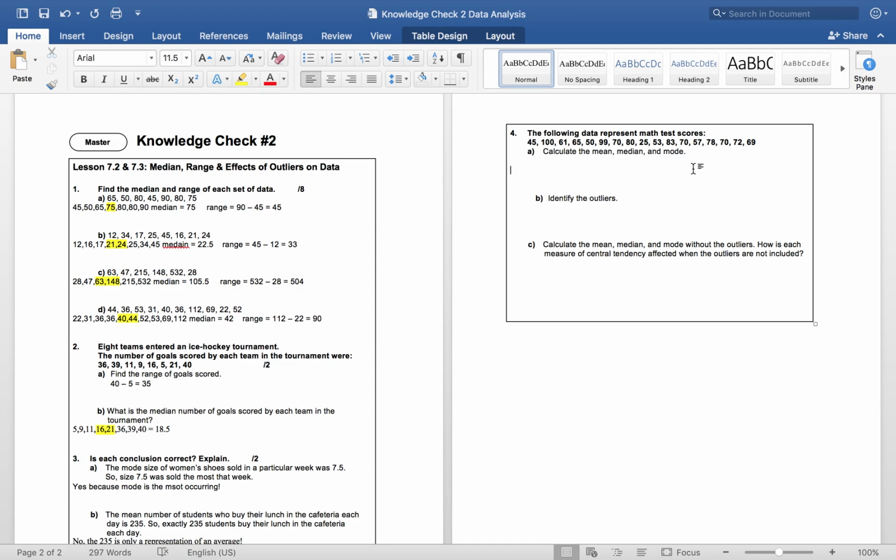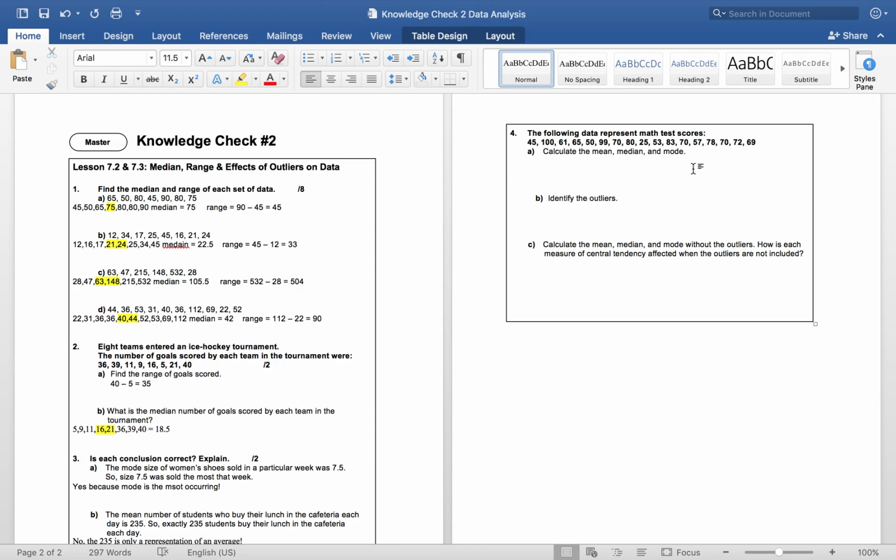The following data represents math test scores. So just like you guys may get in math, when I get your guys' tests and I mark them throughout the year, this is kind of data that I see. And then I usually will calculate at least a mean score, an average, to give me kind of how are you guys doing as a class.